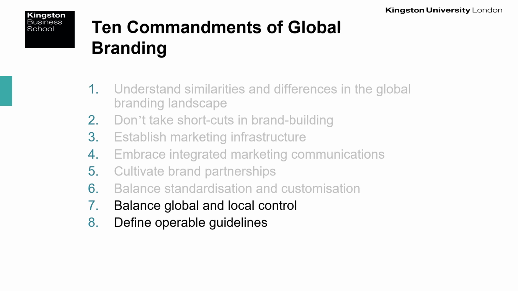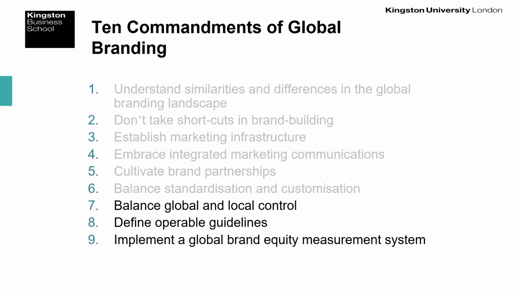Define clear operational or operable guidelines for all countries to follow in the use of brand elements, the use of colours, fonts, packaging, etc., so that there is consistency wherever consistency is required. Implement a global brand equity measurement system. We looked at that in an earlier session and we based it on the brand value chain. So you can go back and refresh that if you need to. And lastly, leverage all brand elements, brand name, brand logo, symbols, colours, packaging, brand characters, jingles, secondary associations, and so on. The 10 commandments of global branding.